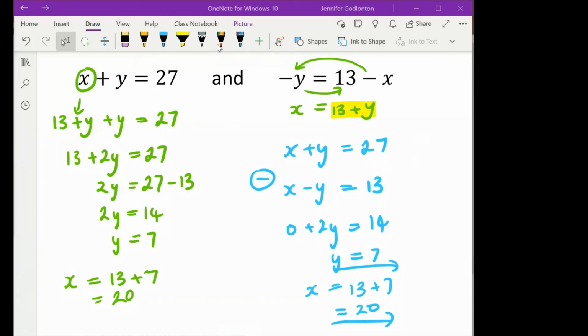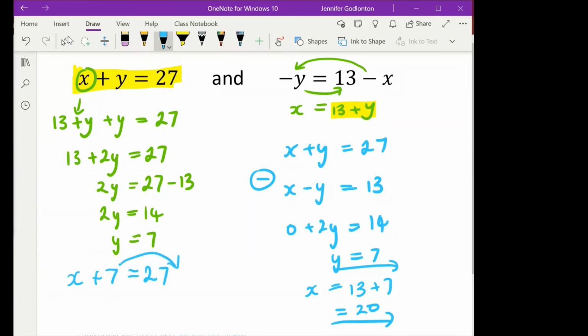Then all we're doing is looking at one of the equations. Let's say we were looking at this equation over here. Now you know that y is equal to 7. So instead of y, we're going to say we've got x plus 7 is equal to 27. Are you happy with that? And then I'm just moving that 7 over. x is equal to 27 minus 7. So x is equal to 20.